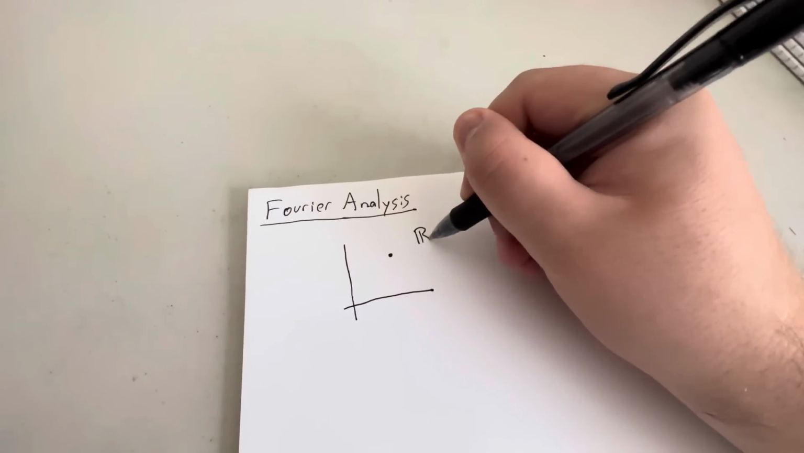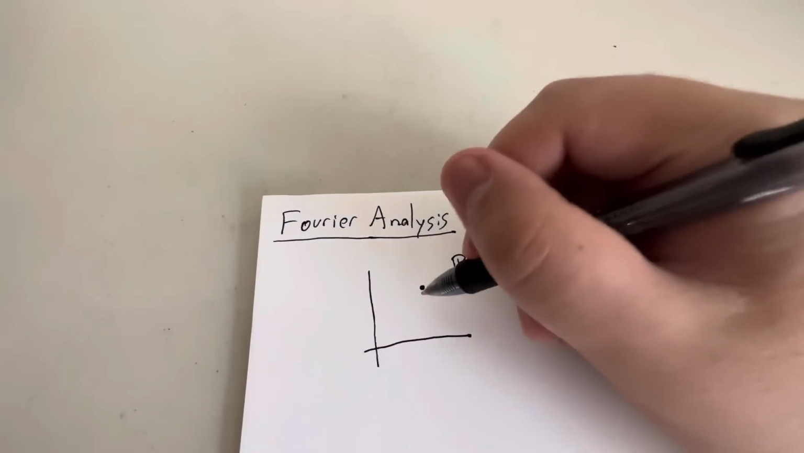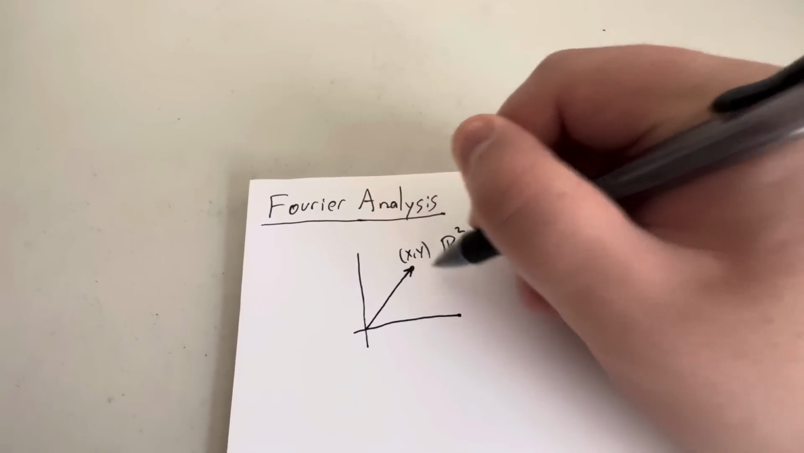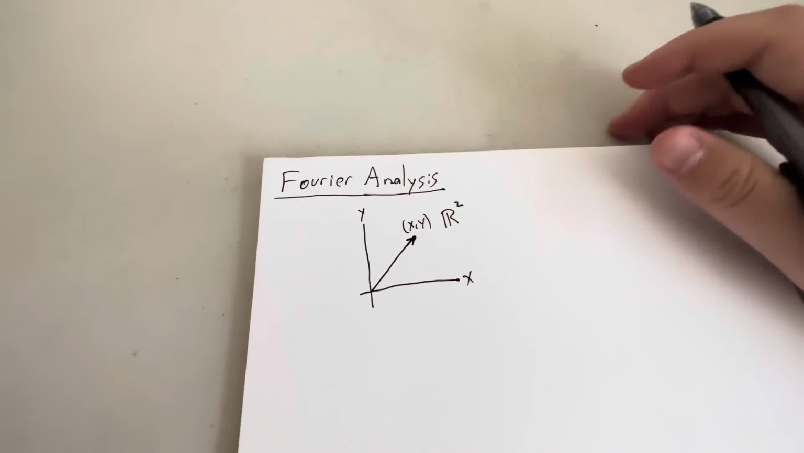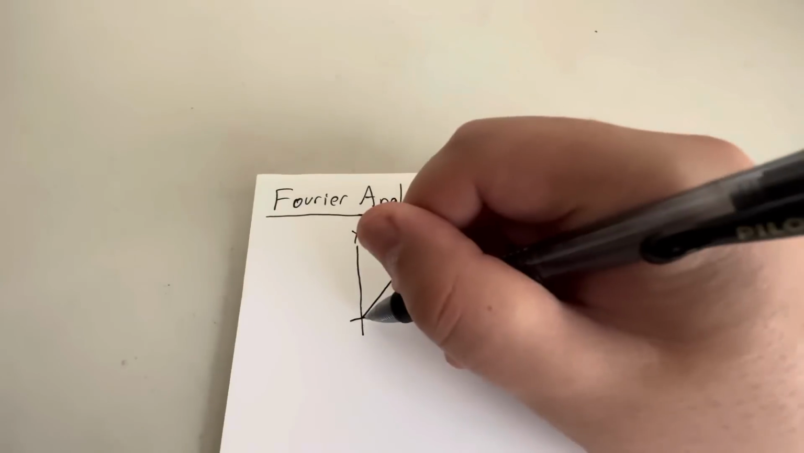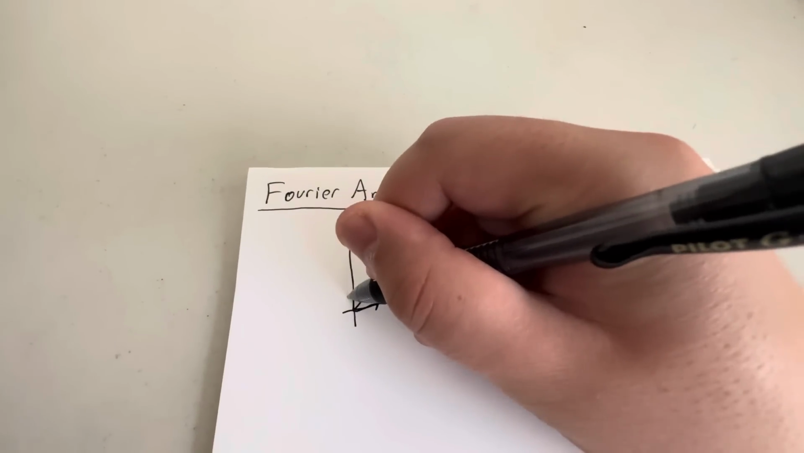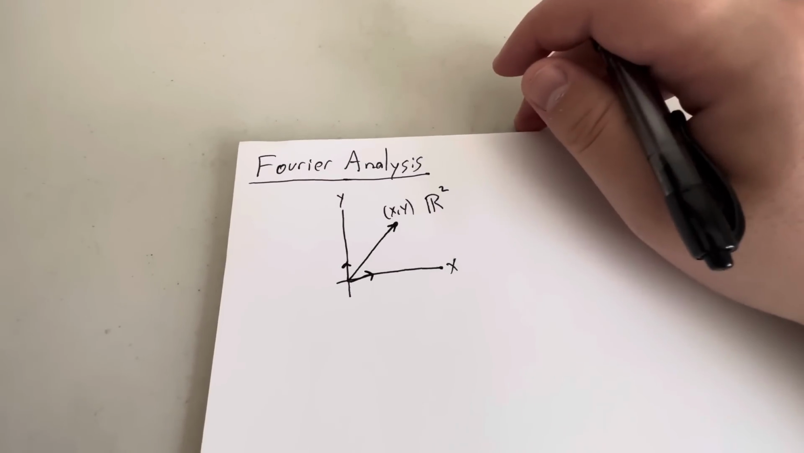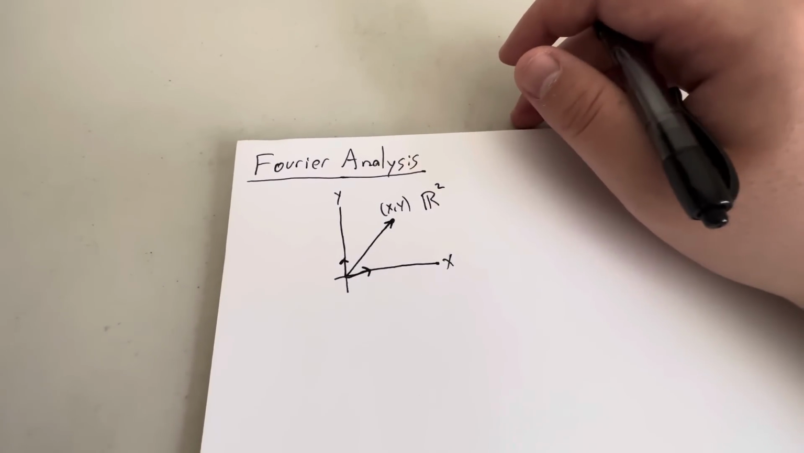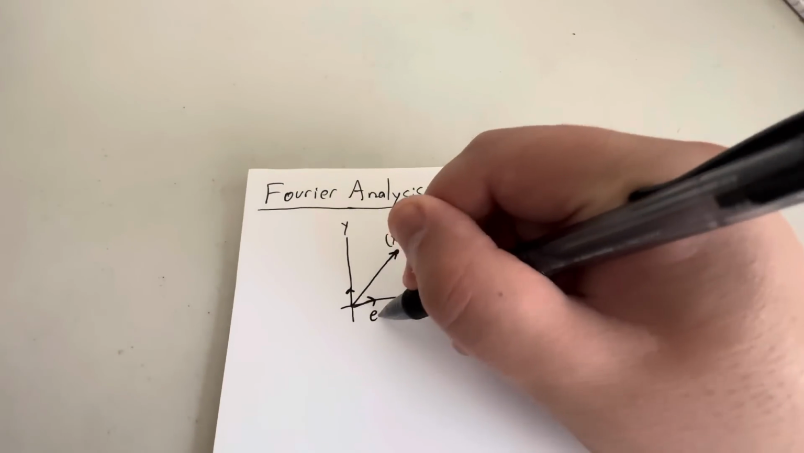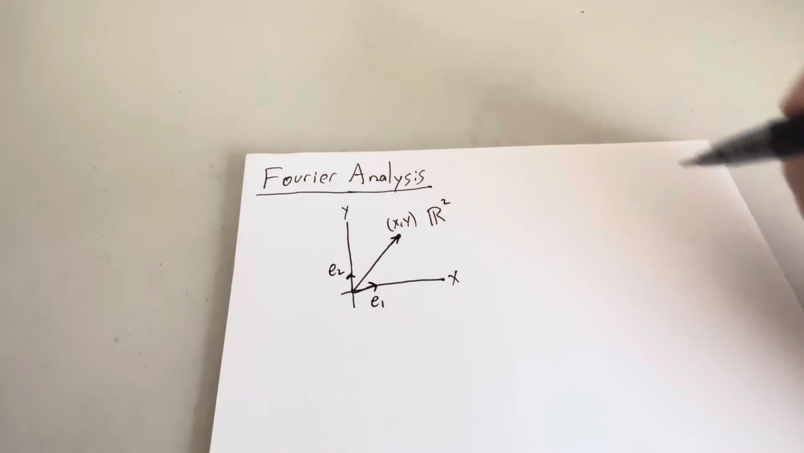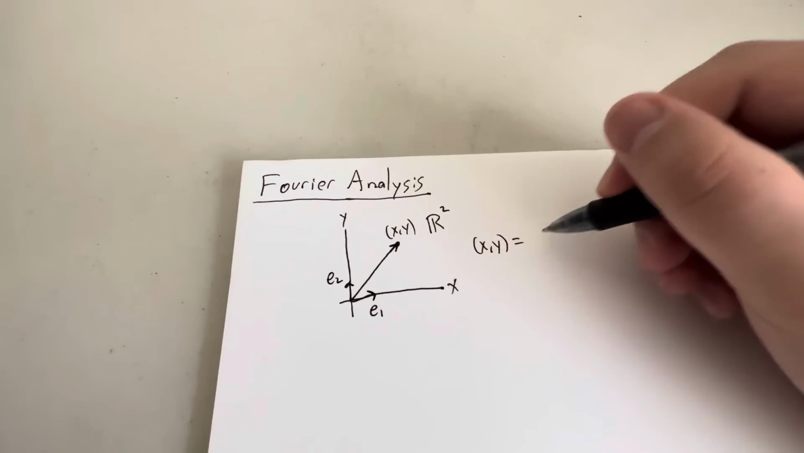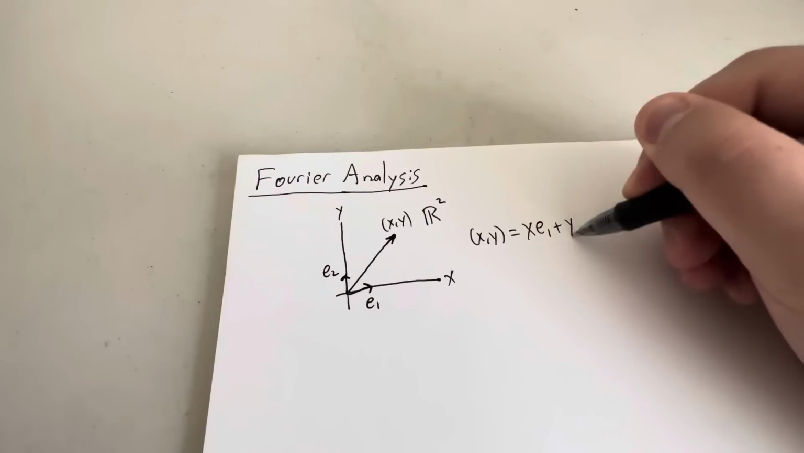So let's look at R2. We have a vector in R2. Now, if you remember from your linear algebra course, we can take a vector and write it as a span of 2 linearly independent vectors, which in R2 forms a basis. So maybe I'll call this vector E1, and we'll call this vector E2, so that my point (x, y) can be written as x times E1 plus y times E2.